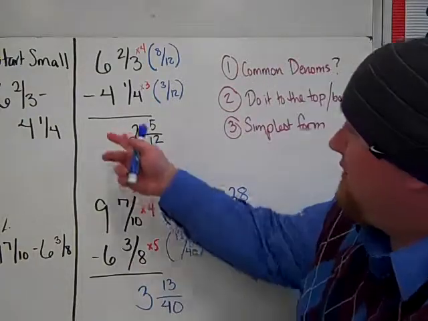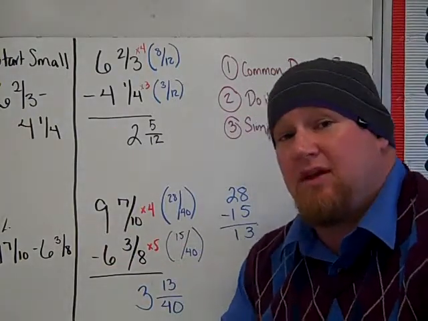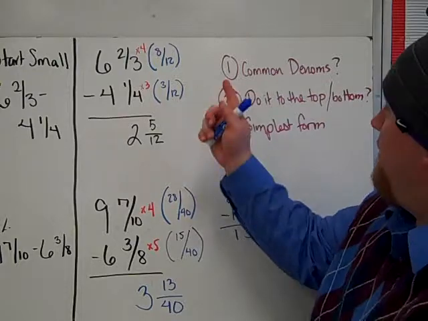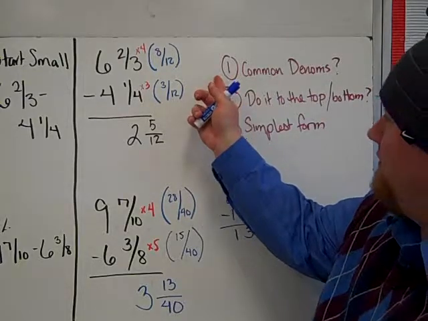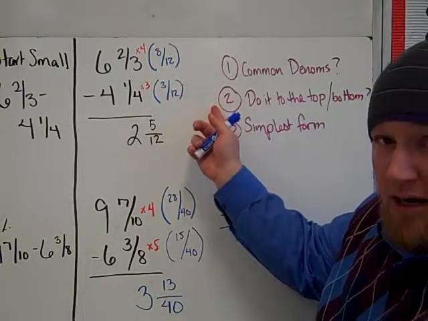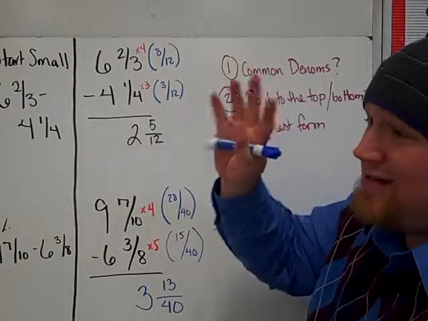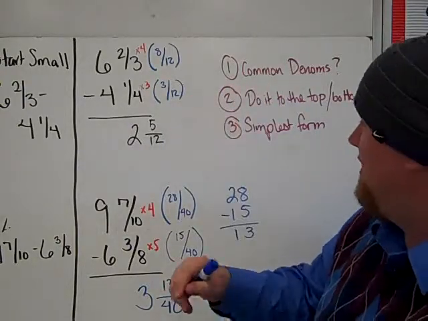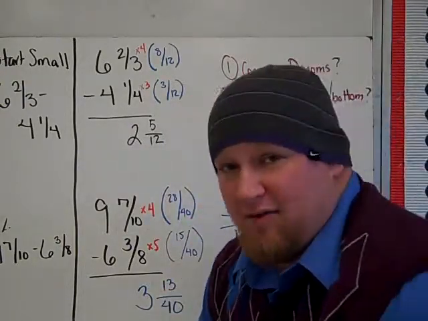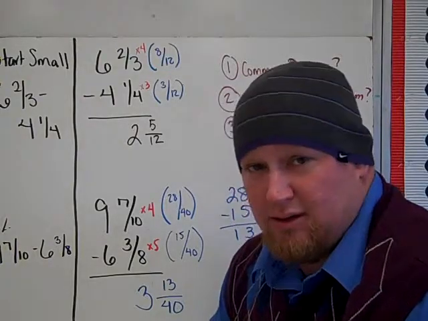Again, in both these examples, we did the same three things we did with adding mixed numbers. We looked for a common denominator. Then we made sure that we made equivalent fractions by doing the same thing to the top and bottom. And then we checked for simplest form after we subtracted in this particular case.